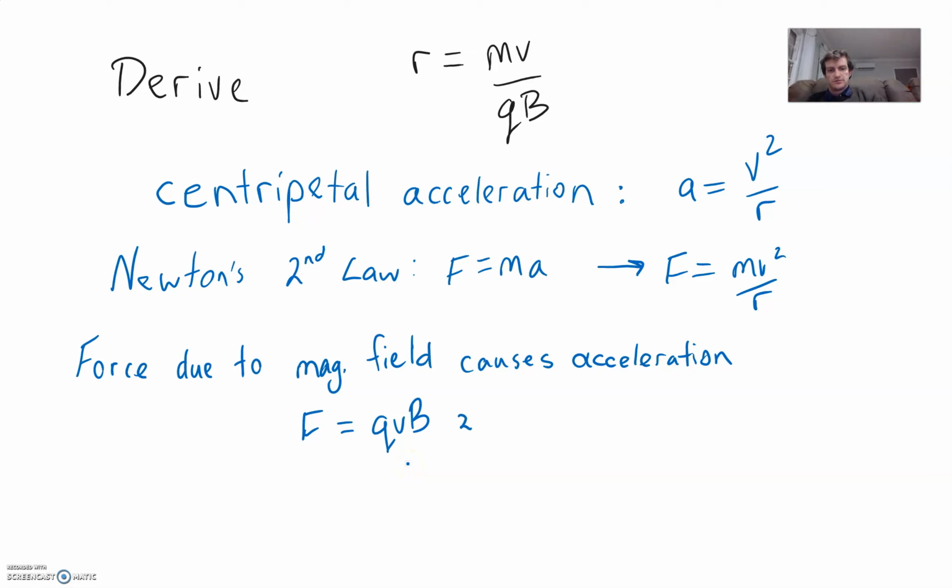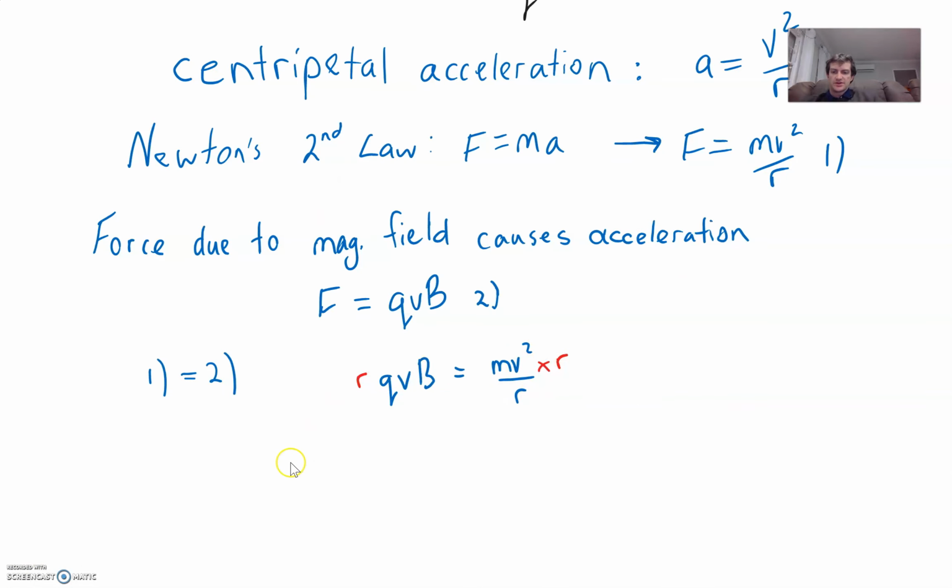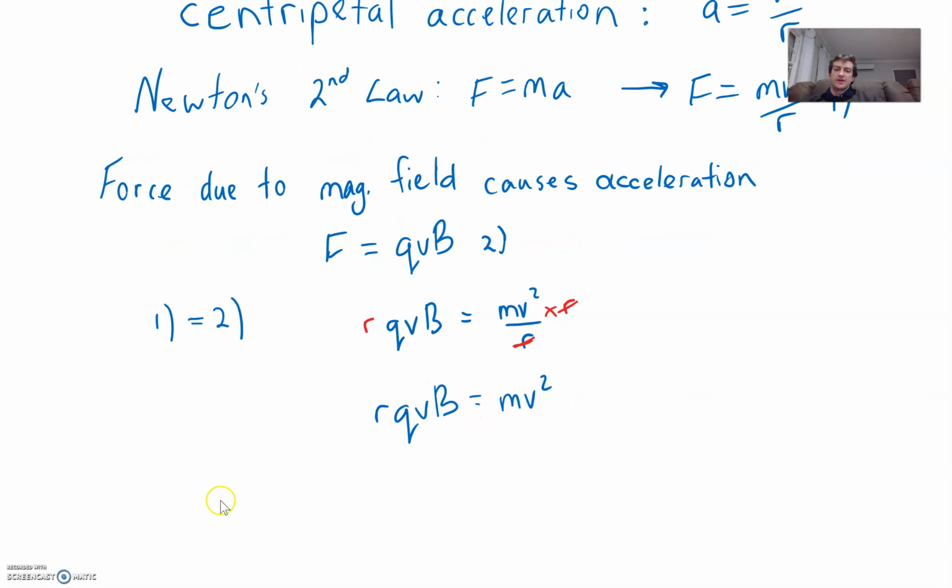If we call this number 2 and this number 1, we're going to substitute 2 and 1 together and set them equal to each other, because this force is causing this force. Because 1 is equal to 2, we get this relationship here. Multiplying both sides of this equation by r, this r cancels out with that one, so we get r on the left hand side as well. That gives us rqvB equals mv squared. Divide both sides of this equation by qvB, and that cancels out, leaving us with r on the left hand side by itself, just as we need.